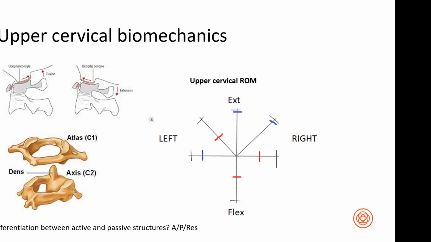Obviously, if there's more pain when you're trying to resist a movement, we're thinking it's more likely to be the active structures. Okay, if there's pain with passive but not active, we're thinking it's more likely to potentially be some of those joint-based structures. So there's a few things like that we can play around with.